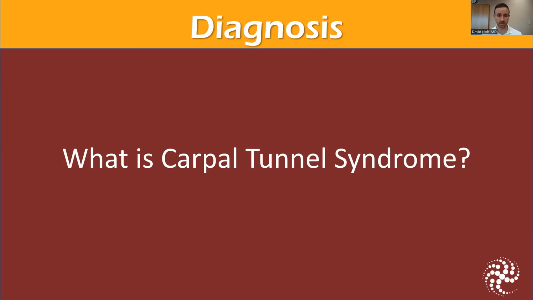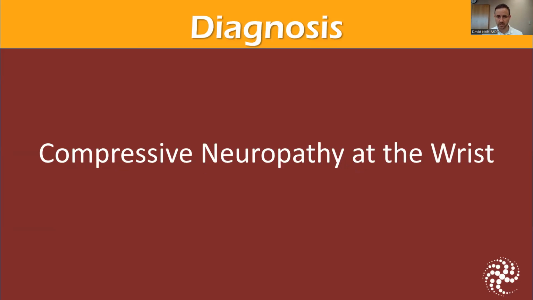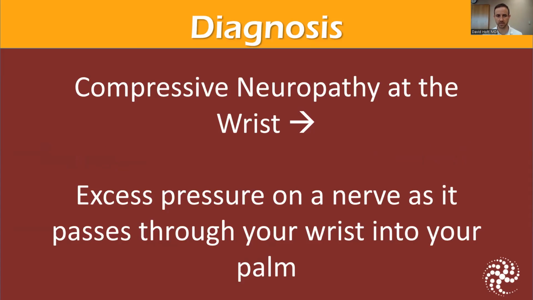So what is carpal tunnel syndrome? Our term is a compressive neuropathy at the wrist. What does that mean? Compressive is just pressure, and neuropathy is relative to a nerve. So essentially there is too much pressure on a nerve, what we call the median nerve, as it passes through your wrist into your palm.